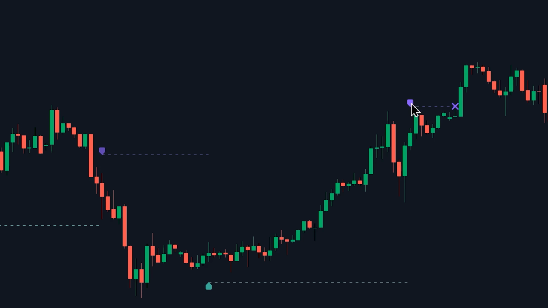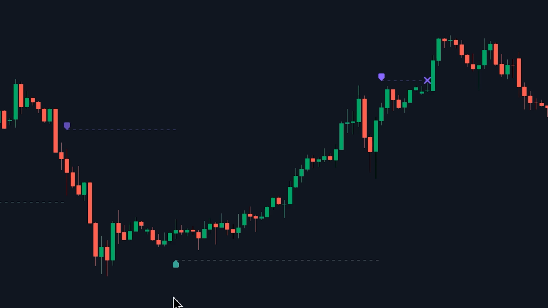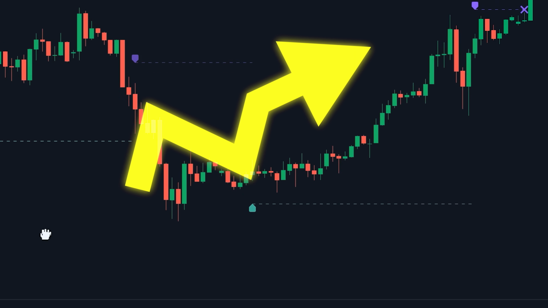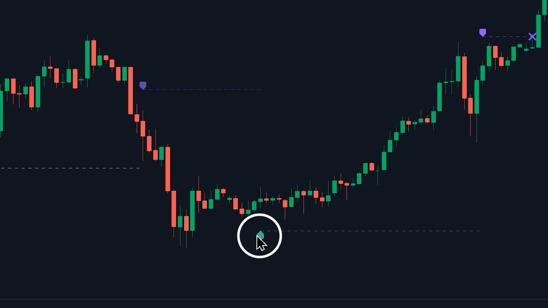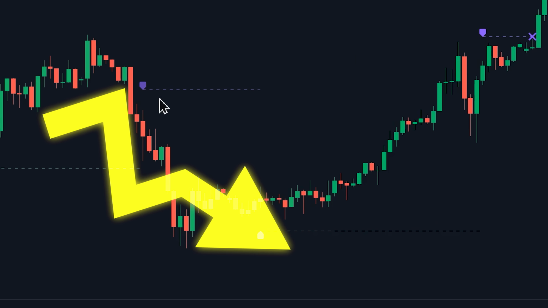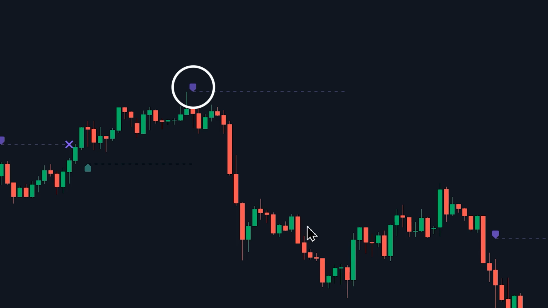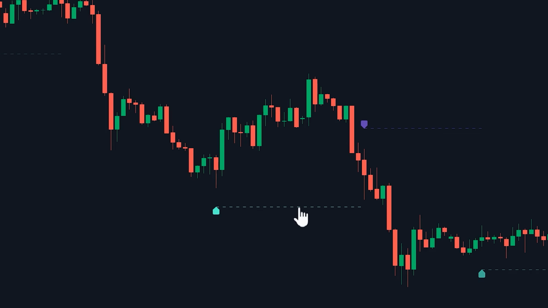on the chart window. Now, next to every signal, there is a dotted line known as an invalidation level. A bullish invalidation level appears near buy signals, while a bearish invalidation level is going to appear near a sell signal. These invalidation levels are important because they can be used as stop loss placement levels.